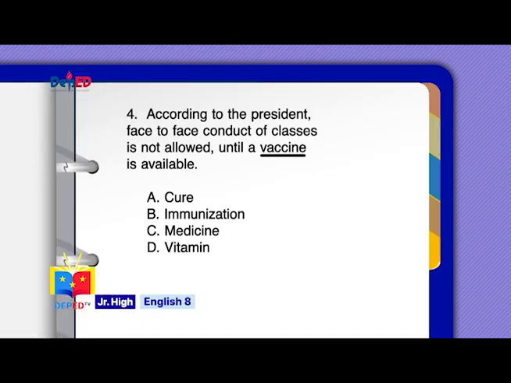Number 4. According to the President, face-to-face conduct of classes is not allowed until a vaccine is available. The underlined word is vaccine. And here are your choices. Letter A, cure. Letter B, immunization. Letter C, medicine. And letter D, vitamin.